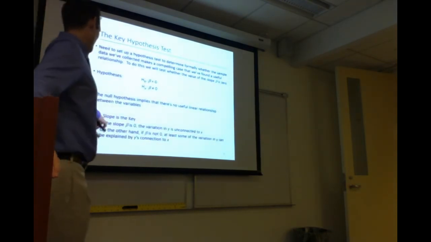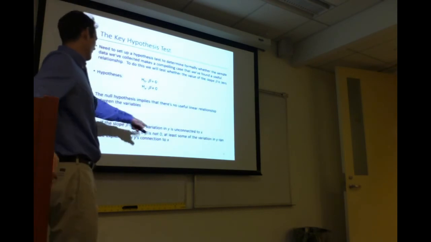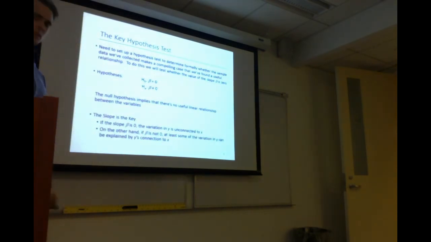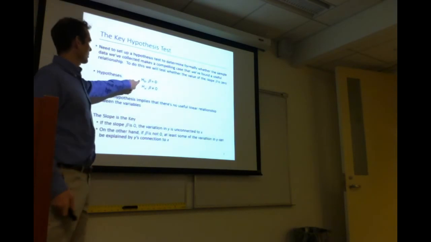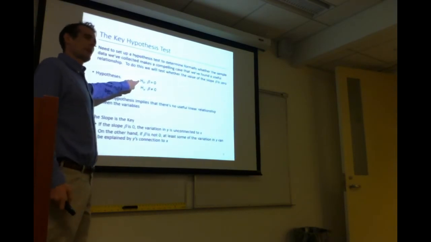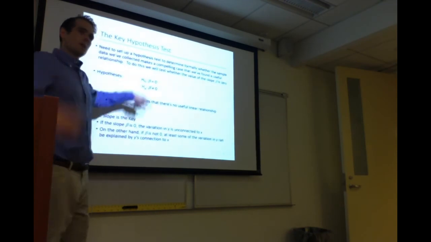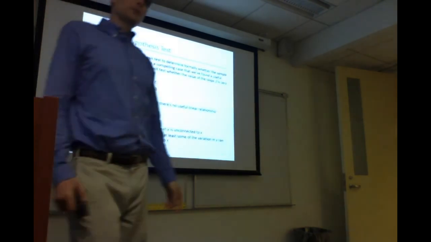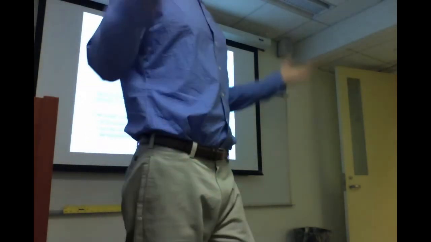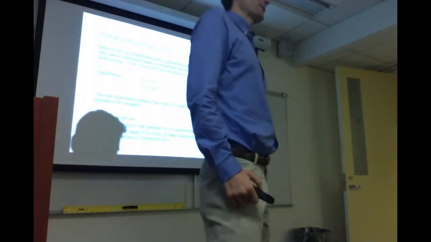The slope is key. If the slope is 0, the variation is unconnected. So if we can't disprove this, then we don't have useful information about determining how much money someone's going to spend online. Does everyone understand this? So if this slope is 0, we might as well have not sat through this class. And you may think you might not have well sat through this class anyway.